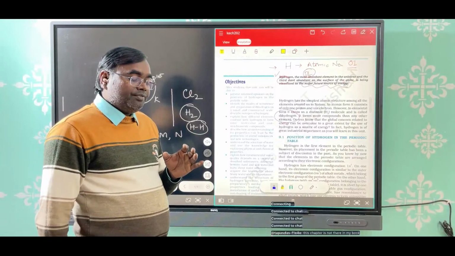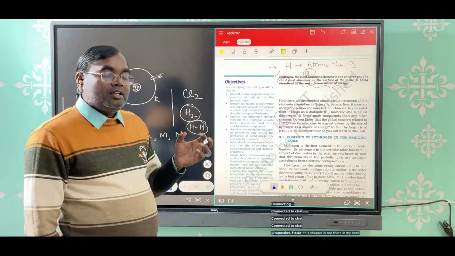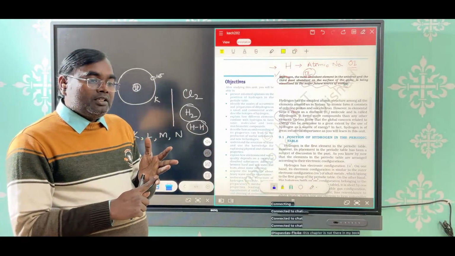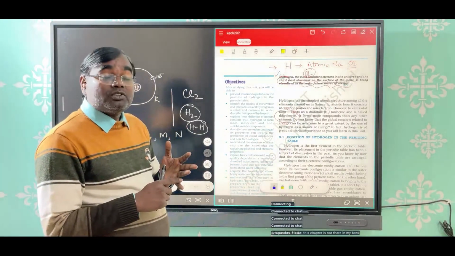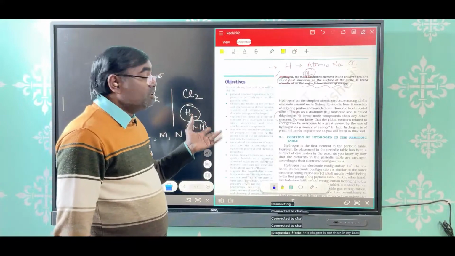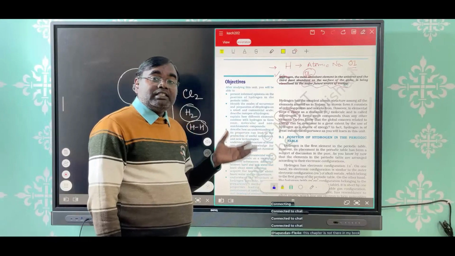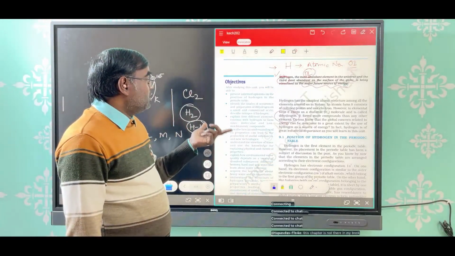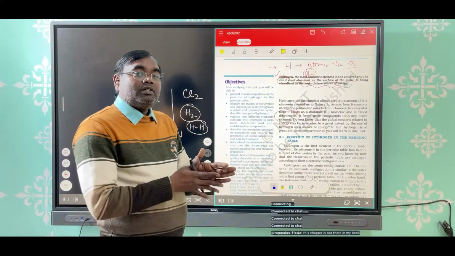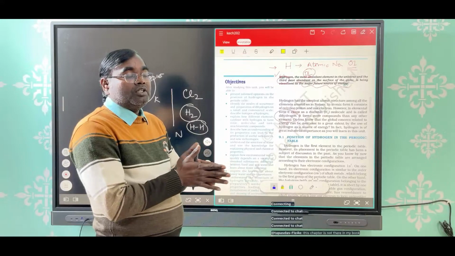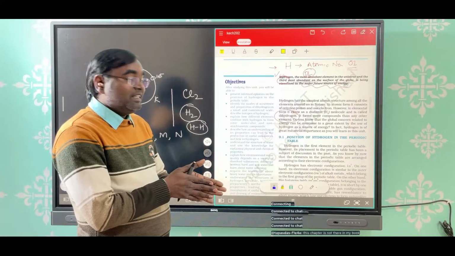So, if we use hydrogen, we can save our environment by not producing greenhouse gases, right? Because hydrogen is clean energy, hydrogen can be utilized as a clean energy source. So it is our hope that if we use hydrogen, it may be helpful for our environment as well as it can fulfill our fuel needs.